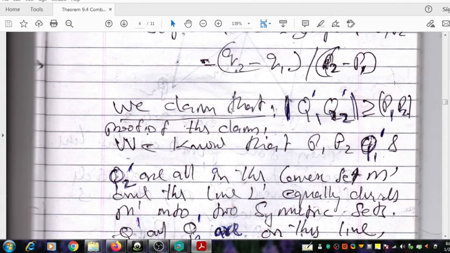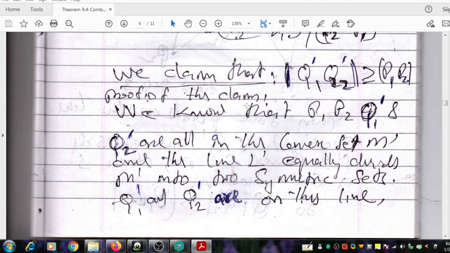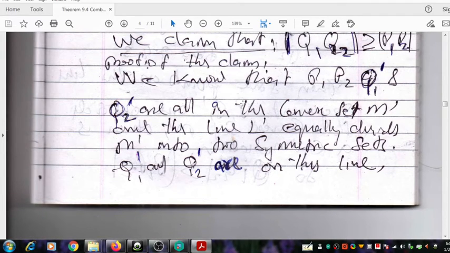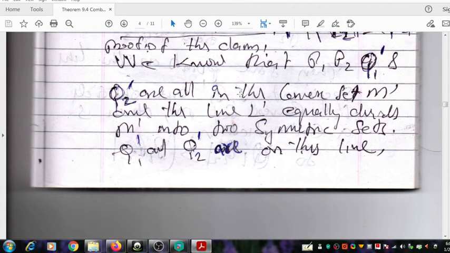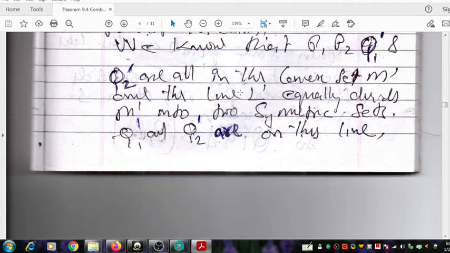Next, we claim, as I have mentioned in the discussion, that when we compare the length of q1 prime q2 prime with the length of p1 p2, it must be greater than or at least equal to the length of p1 p2. And we can prove this claim. We know that p1, p2, q1 prime and q2 prime are all in the convex set M dash, and the line L dash equally divides M dash into two symmetric sets.